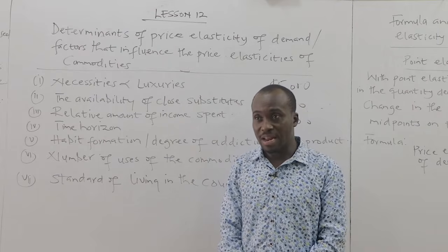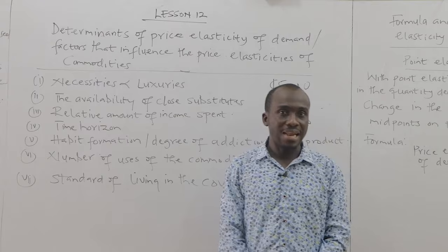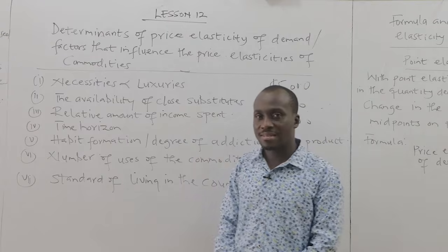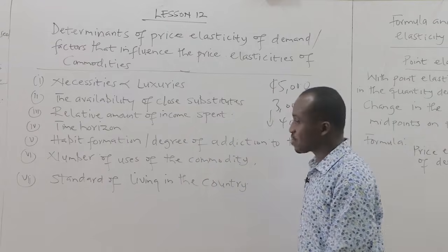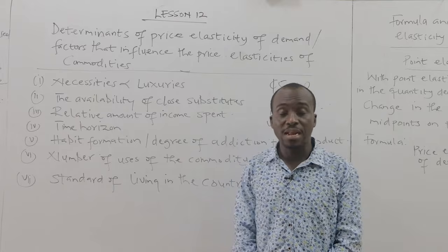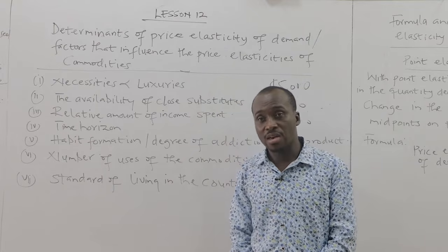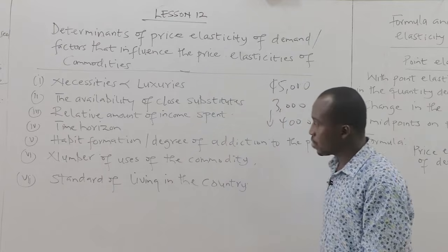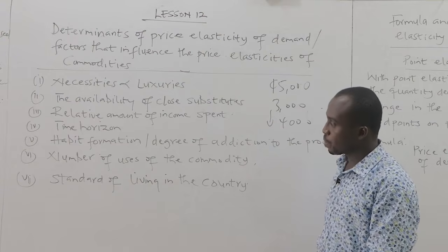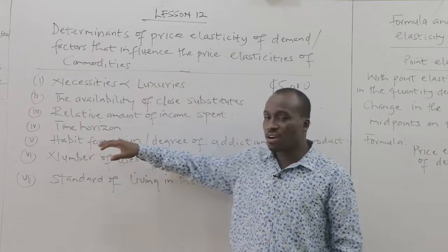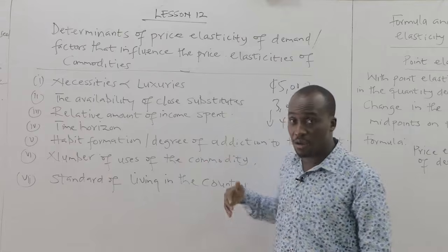So you're beginning to understand why some goods are elastic and some goods are inelastic. The commodity that takes a small chunk of your income tends to be inelastic. The commodity that takes a higher chunk of income tends to be elastic. We have what we call the time period. The time period you buy the product is also very important.